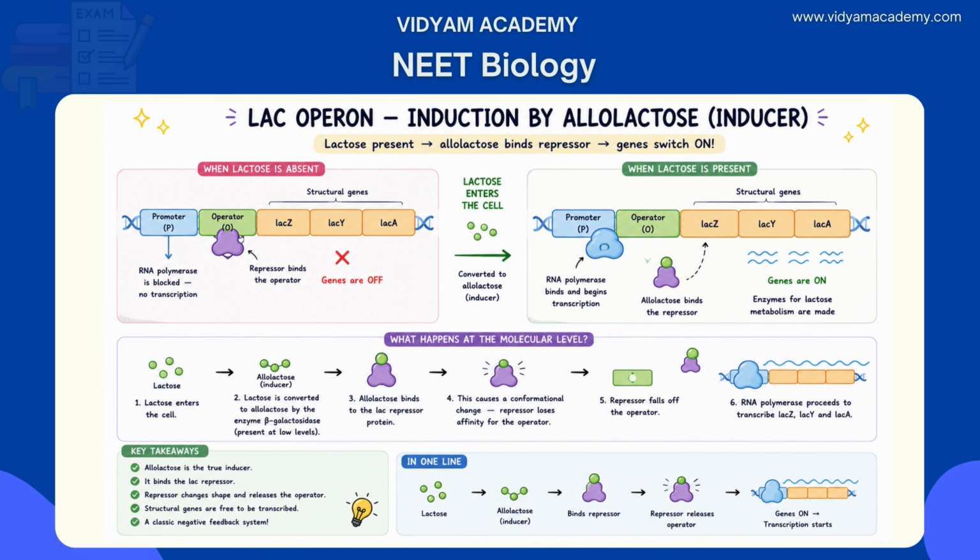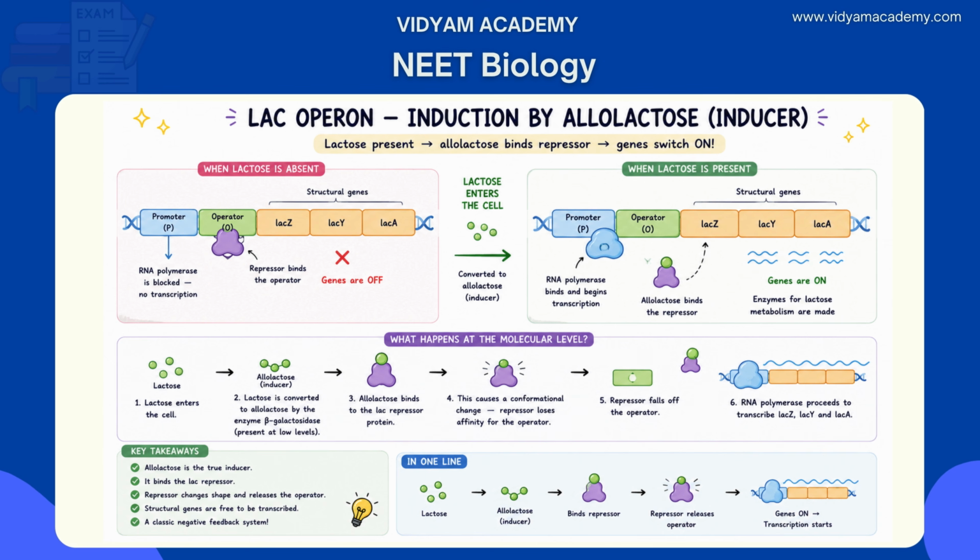When lactose enters the cell, a small amount is converted to allolactose by the residual beta-galactosidase always present at low levels. Allolactose is the true inducer. It binds to the lac repressor protein, a tetramer encoded by lacI, and causes a conformational change that dramatically reduces the repressor's affinity for the operator DNA sequence. The repressor falls off the operator and the RNA polymerase, which was already bound to the promoter but stalled, can now proceed to transcribe the three structural genes, lacZ, lacY, lacA. This produces the enzymes needed to metabolize lactose efficiently.